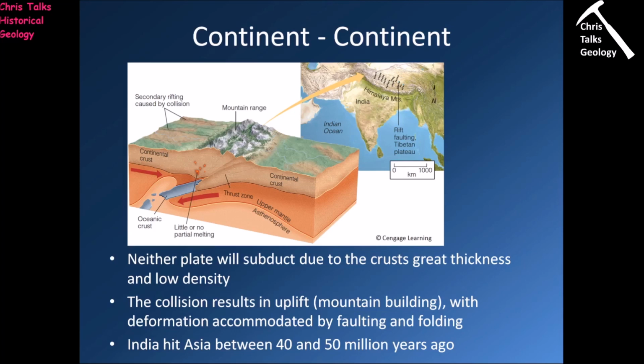There's no volcanism though. So continent-continent collisions are not associated with volcanoes. And the reason for that is there's not really much melting going on. Obviously, in order to form a volcano, you need magma. If you don't have magma, well, no volcanoes. So continent-continent collisions are not associated with melting, so no magma, so no volcanoes. So the main threat in a continent-continent area is from earthquakes.